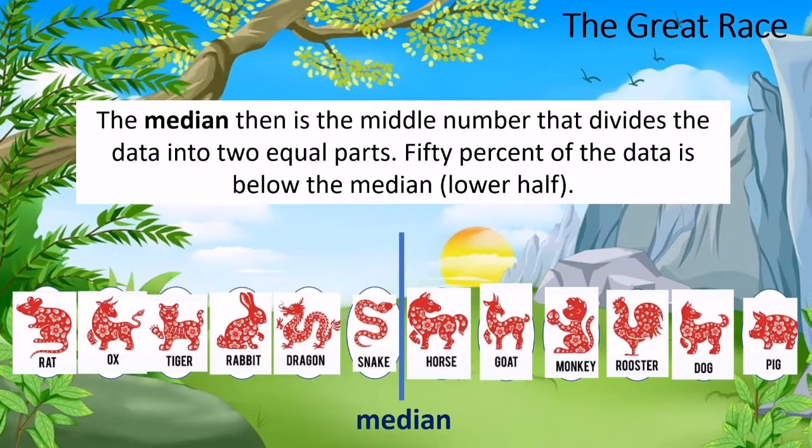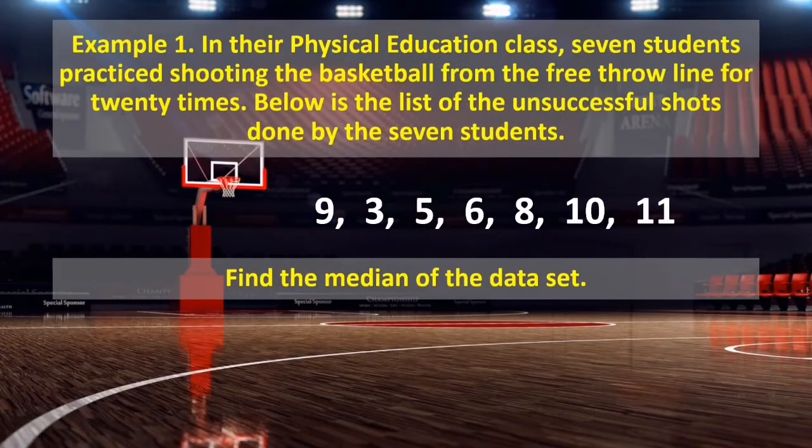Now, let us have a recap on the concept of a median. Let us first consider a data set with odd number of values. Example number 1. In their physical education class, 7 students practiced shooting the basketball from the free throw line for 20 times. Below is the list of the unsuccessful shots done by the 7 students. 9, 3, 5, 6, 8, 10, 11. Find the median of the data set.